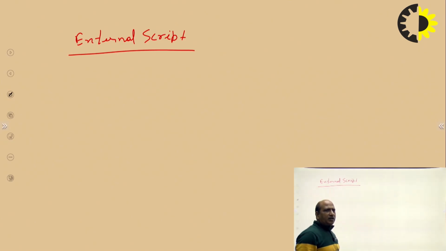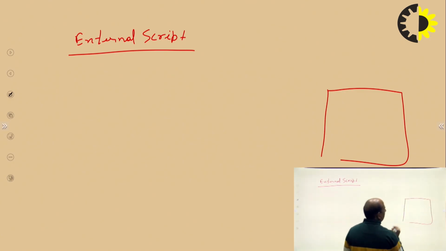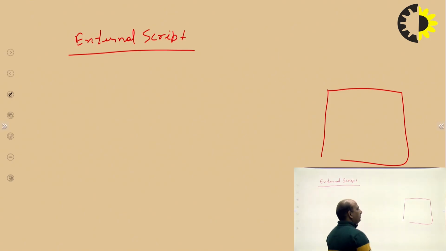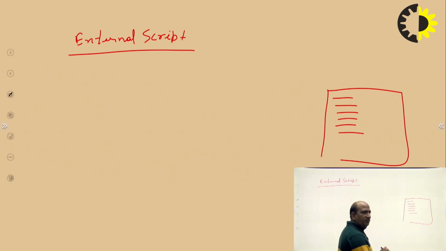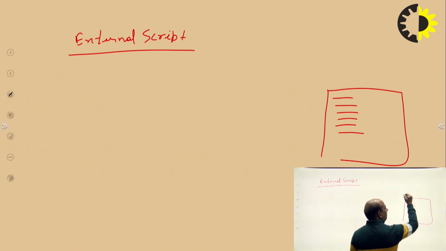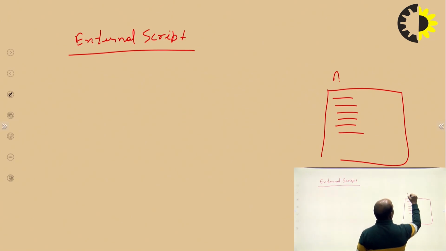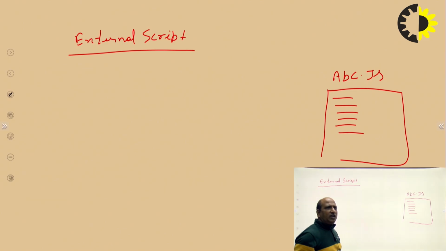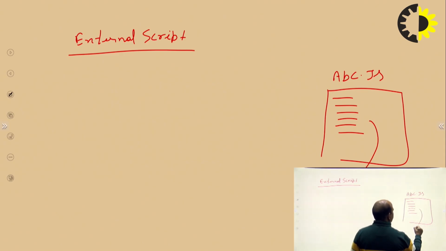To use an external script, you can open a separate editor, any text editor, and there you can write your scripts. You can write your script code and save that file with any name having .js extension. Let's say I am saving this file as abc.js. Save your file with the .js extension, and this file just contains your script code.